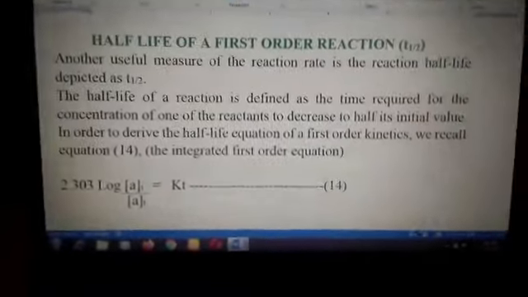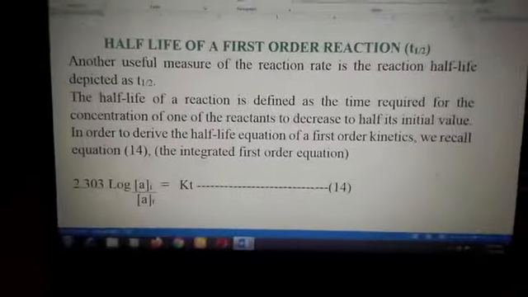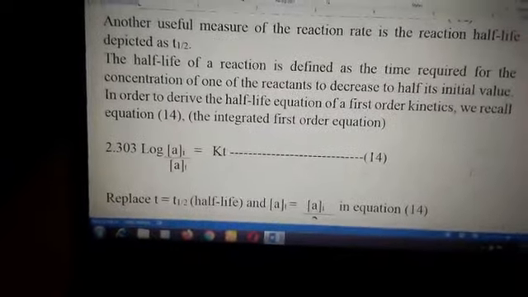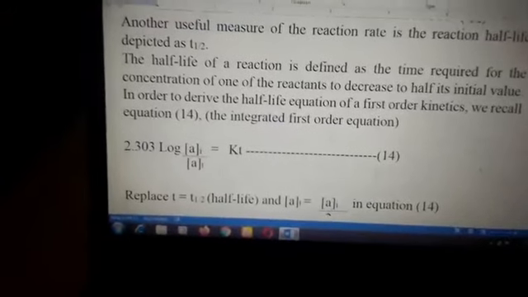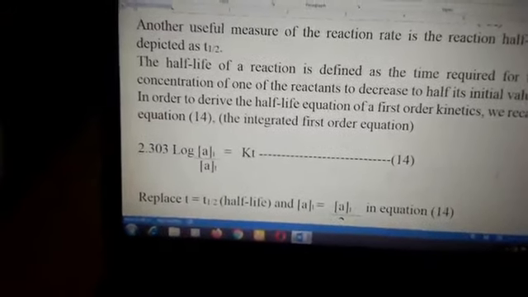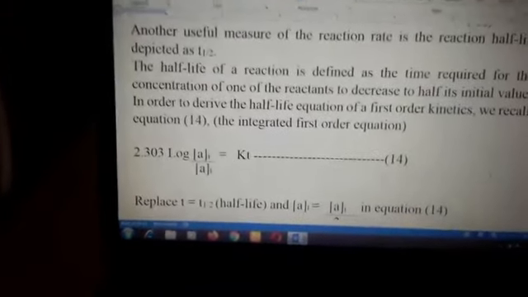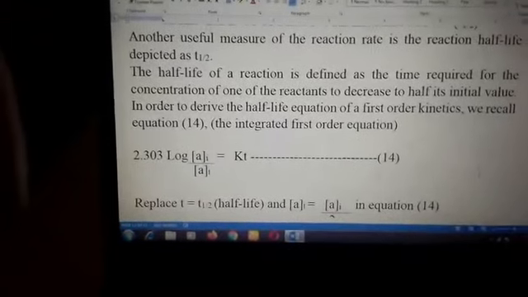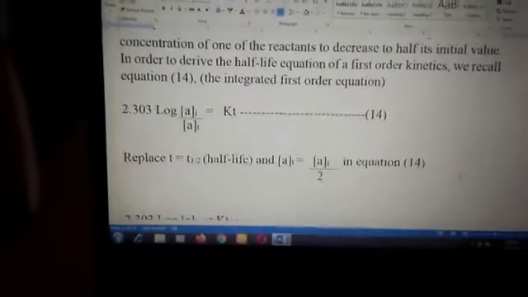So in order to derive the half-life equation for a first order kinetics, we recall equation 14, the integrated first order equation. We bring back equation 14, which is the modified form, 2.303 log Ai over At. Ai, remember, is the initial concentration, or concentration of the substance at time 0 before the reaction started. And then At, the concentration of the substance after some time t, equals kt, that is equation 14. So from here we can derive the equation for half-life.